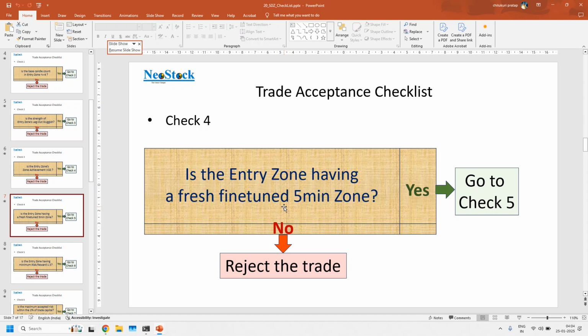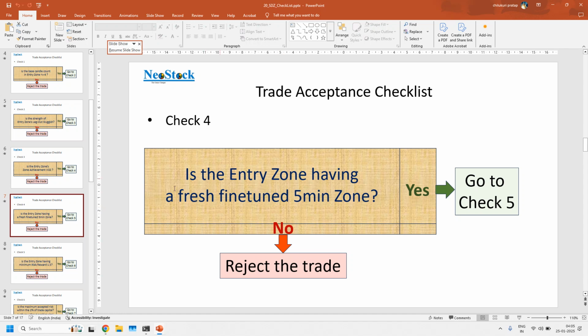Intraday you can't avoid it. Why are we looking for fine-tuned 5-minute zones in the intraday? Risk management point of view. Because intraday we should be very strict from the risk point of view. If it is DIT, even if the risk is higher, still you can manage your trades by doing position sizing. Of course, intraday also you can do that. But the problem is achieving the RR is also another problem. All these things we will see while I'm explaining the charts.